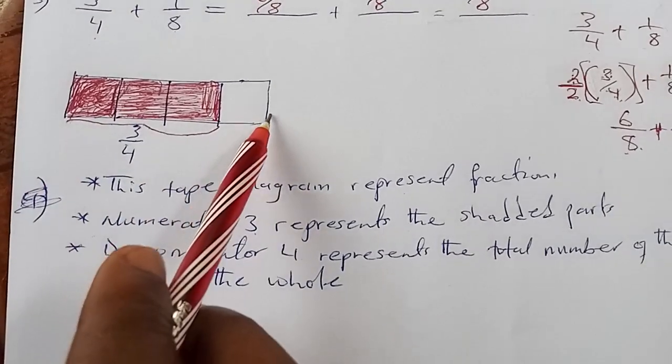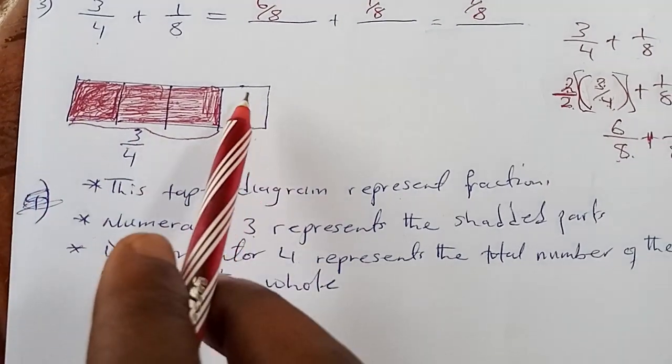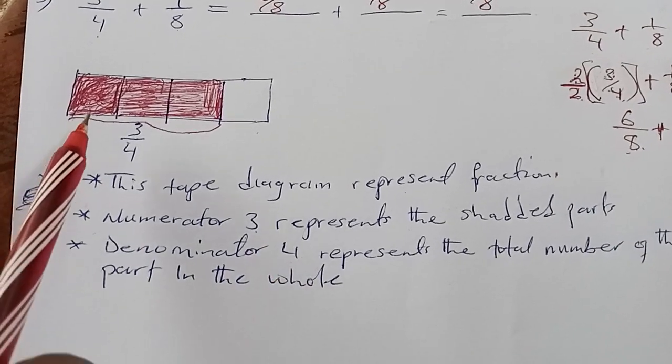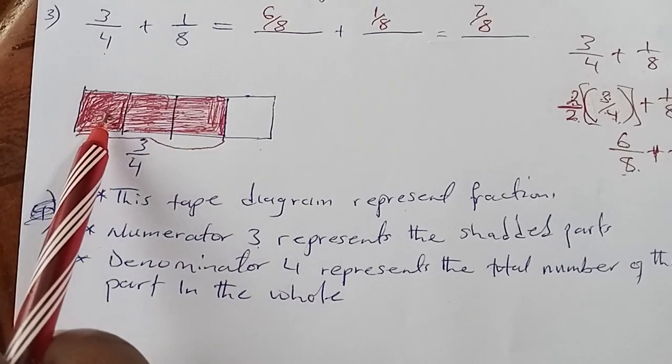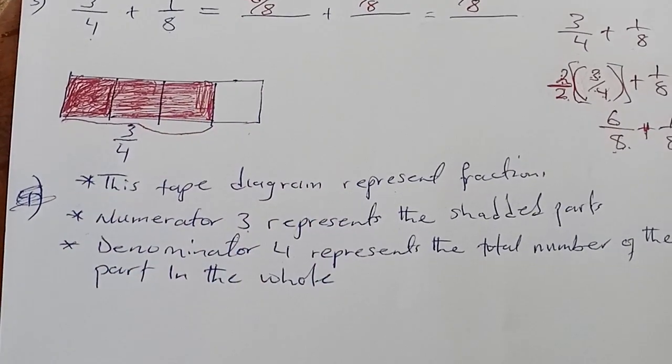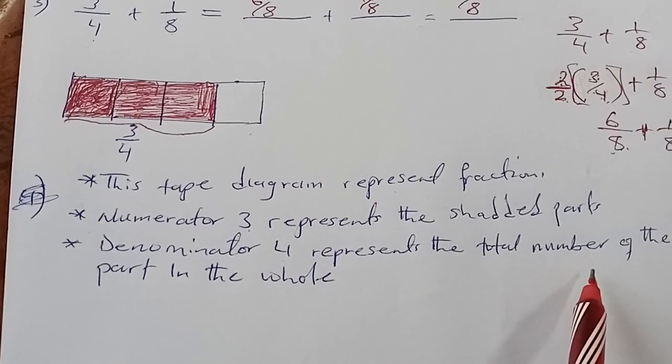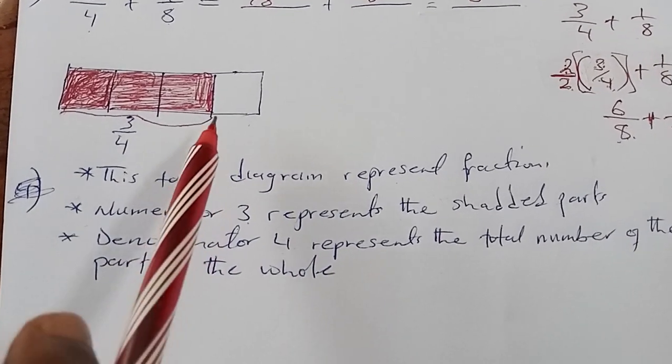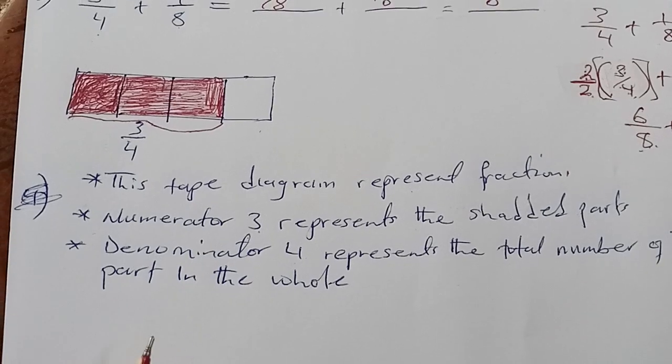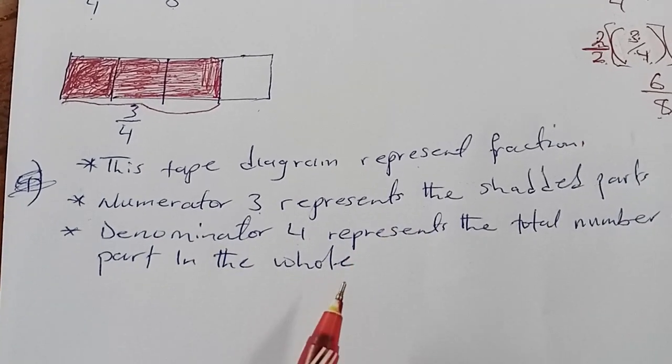So this entire diagram is represented as 4. How many spaces do we have here? 1, 2, 3, 4. That's why I say the denominator 4 represents the total number of equal parts. So that is for our question 3.